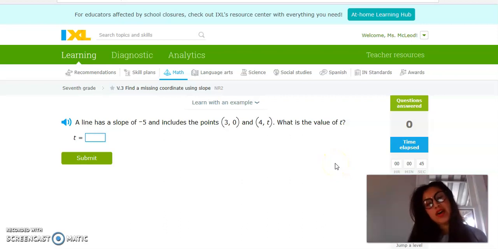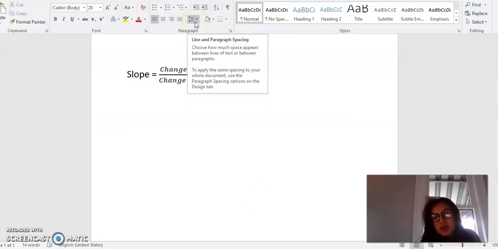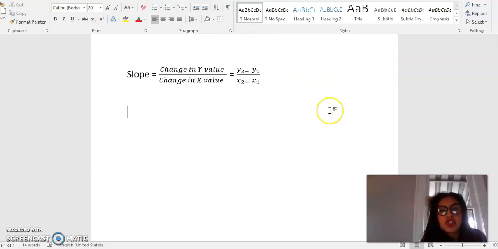For today, I'm going to help you on finding the missing coordinate using the slope formula. For this skill, we're going to be using the following key point. We're going to remember that slope is change in y value over change in x value, or y2 minus y1 over x2 minus x1. We're going to keep that in mind when we do these skills.